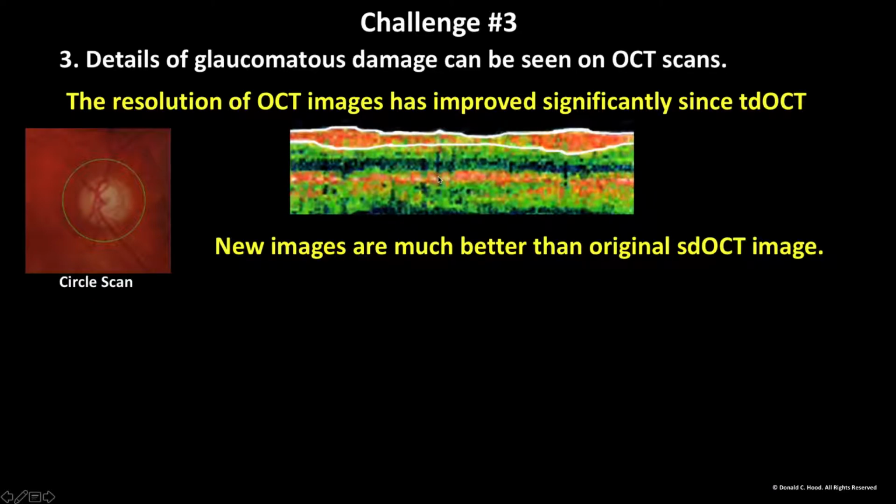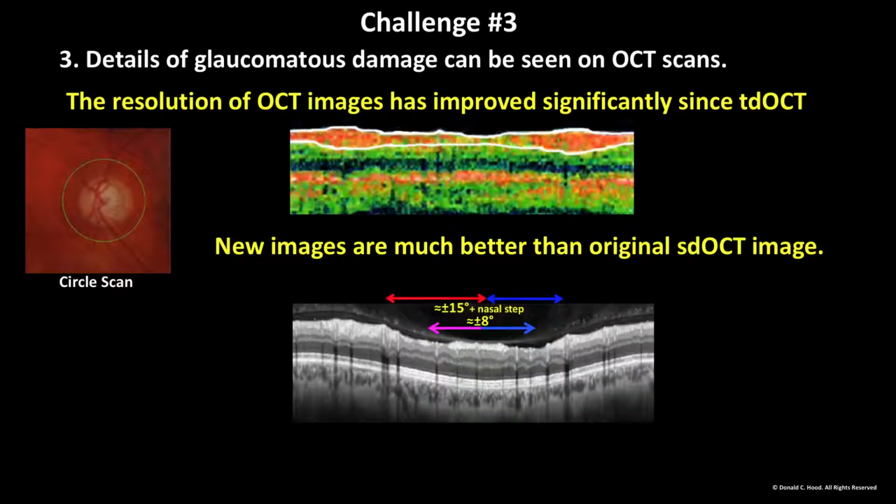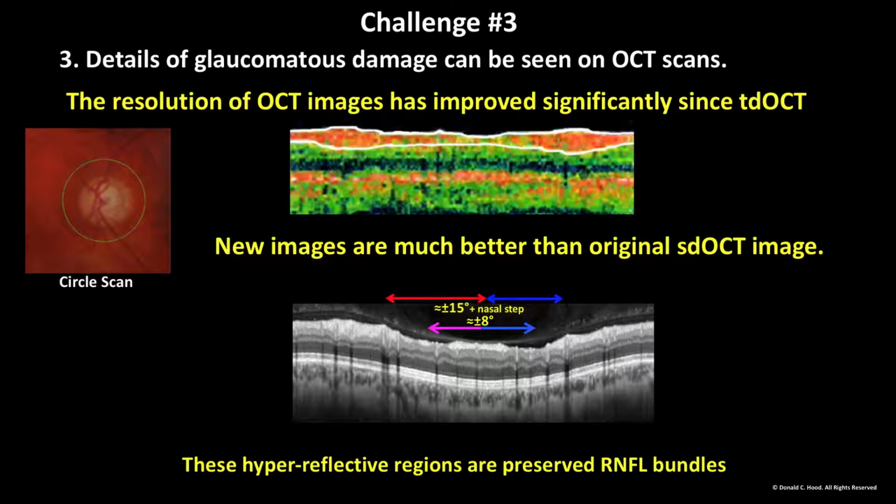However, with the advent of spectral domain and now swept source domain, the images are much better. And when I say now, this image was obtained 8 years ago on a spectral domain machine. So we've had images of this quality for at least 8 years on conventional machines that you use. Right? The detail is incredible. These little hyper-reflective regions are preserved retinal nerve fiber bundles. Now, we didn't believe that, so I don't expect you to believe that.